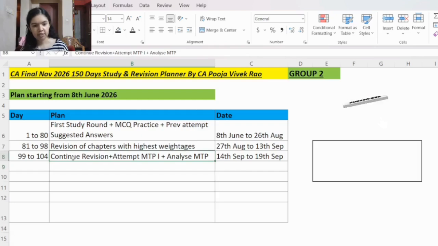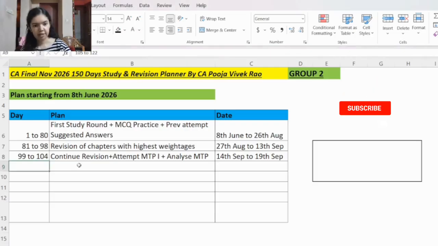And one more thing is, while attempting the MTP of DT and IDT, you can attempt it from 2 p.m. to 5 p.m. Whereas for the IBS MTP, you can attempt it from 2 p.m. to 6 p.m., because the IBS exam is for 4 hours, right?